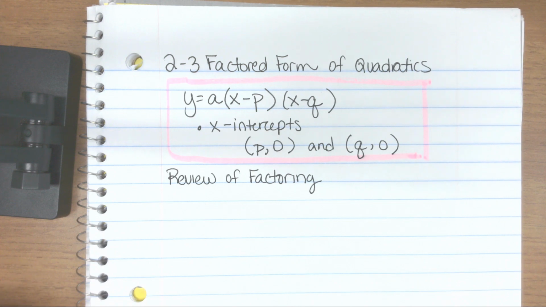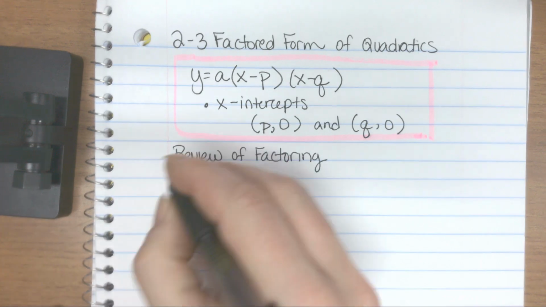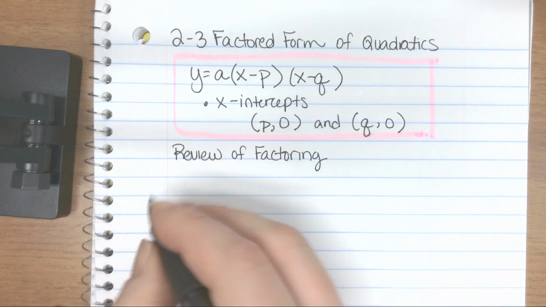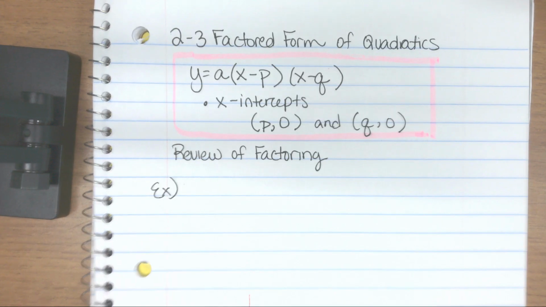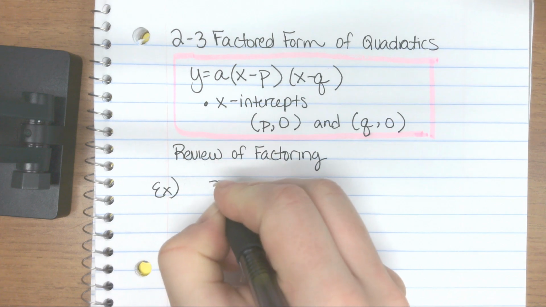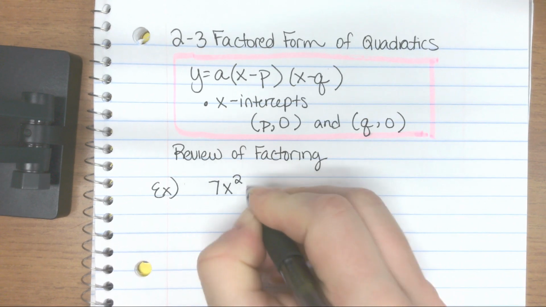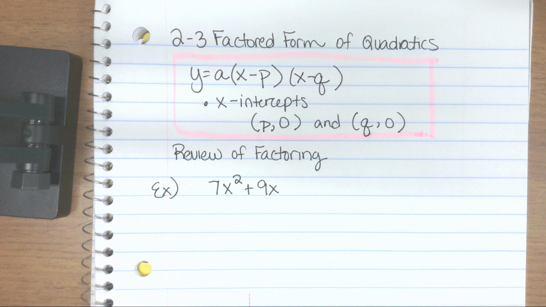All right, so there's a couple kinds of factoring that we're going to deal with. One, probably the easiest type, is common factoring. I'm just going to throw lots of examples at you. What I mean by common factoring is you might see something like this: 7x squared plus 9x. Common factoring means that you're going to take a GCF, greatest common factor, out of both terms.